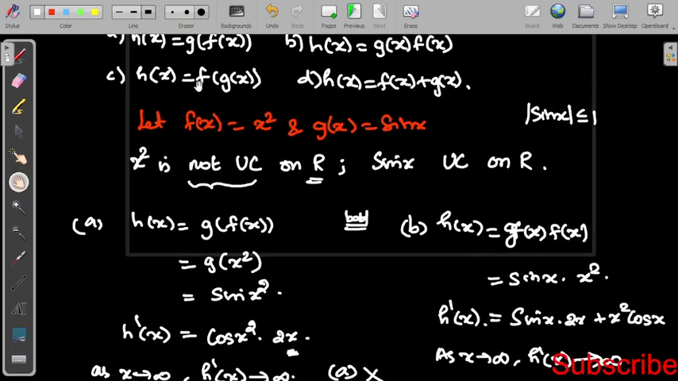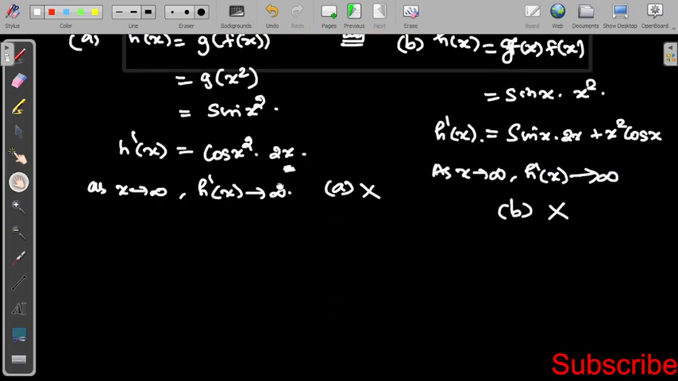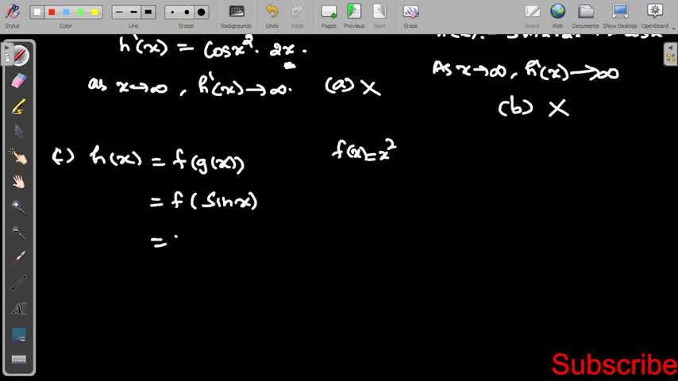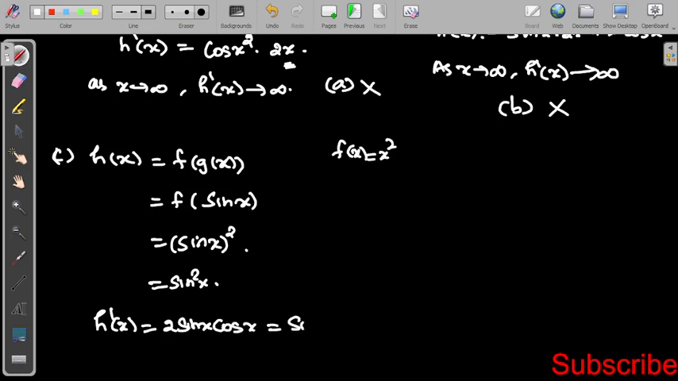Let's see the third option, f of g(x). So h(x) = f(g(x)), where g(x) is sin x and f(x) is x². Substituting this, we get (sin x) the whole squared, which is equal to sin² x. So h'(x) is equal to 2 sin x cos x, which is equal to sin 2x.